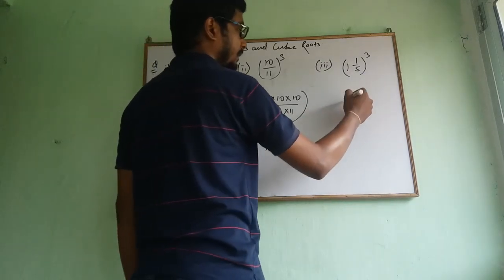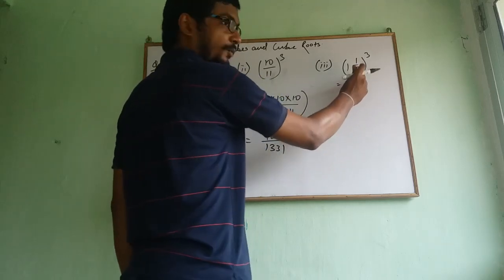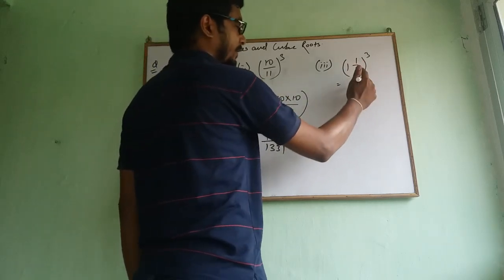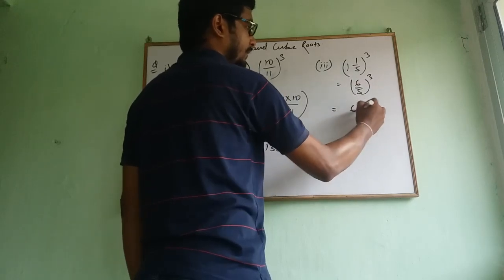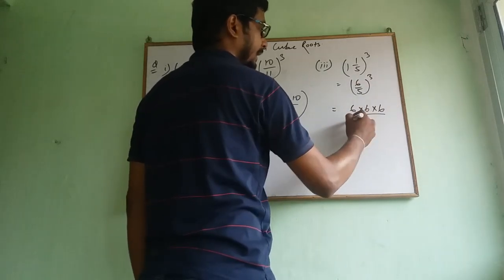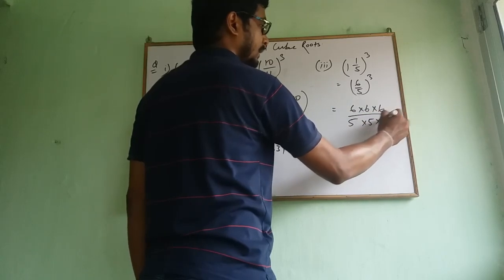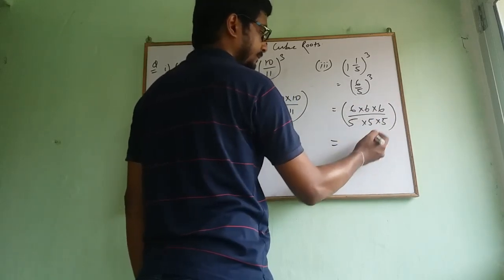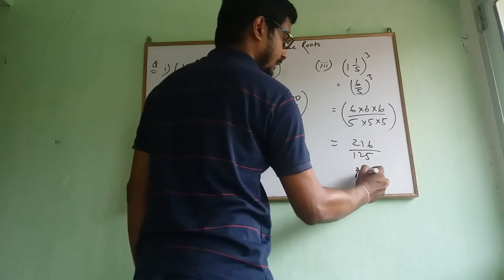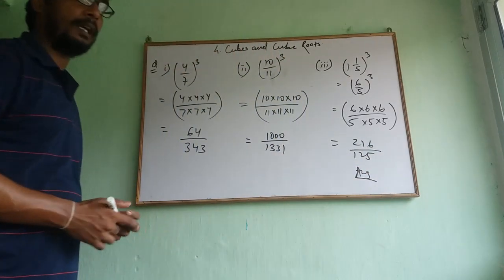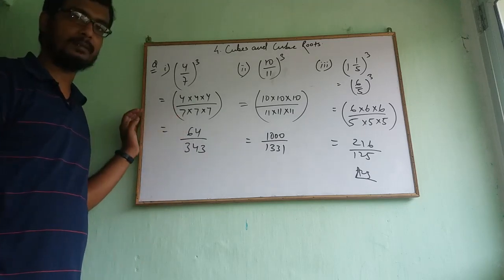Here, first of all, it is a mixed fraction, so I have to convert it into a proper fraction. So it will be (6 by 5) whole cube. I may write it this way: 6 into 6 into 6 divided by 5 into 5 into 5. So my answer will be 216 by 125. So these are all the answers. I hope that you have understood these examples.